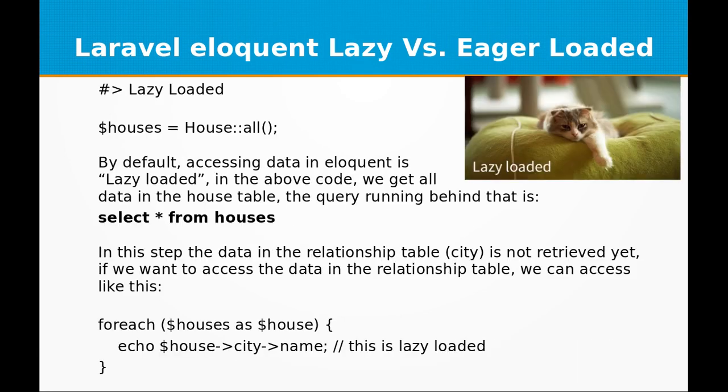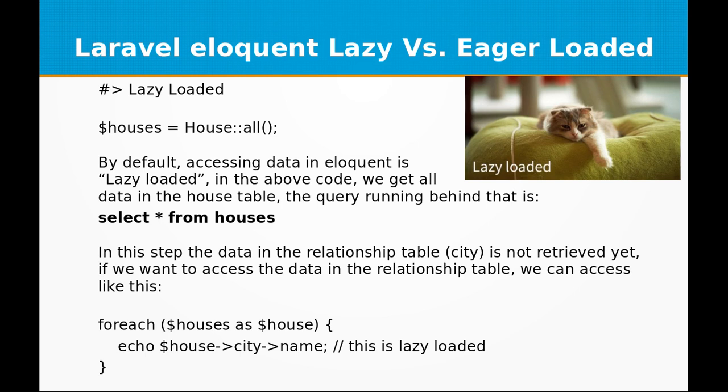Now let's look at the lazy loaded concept. What we are going to do is create a houses object and call the House::all function. By default, accessing data in Eloquent is lazy loaded. In the above code we get all data in the house table. The query running behind that is select * from houses. In this step, the data in the relationship table city is not retrieved yet.